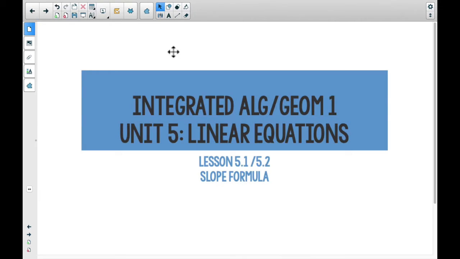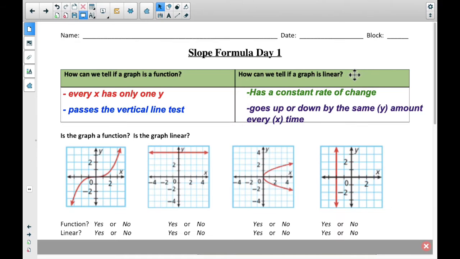So today's lesson is covering 5.1 and 5.2. It's all about slope formula. And so let's talk about slope formula. Let's do a little bit of review. How do we know if something is a function? We know if it's a function 2 ways. Every x has only one y, or it passes the vertical line test. And depending on what kind of information we have, we might use either one of these definitions.